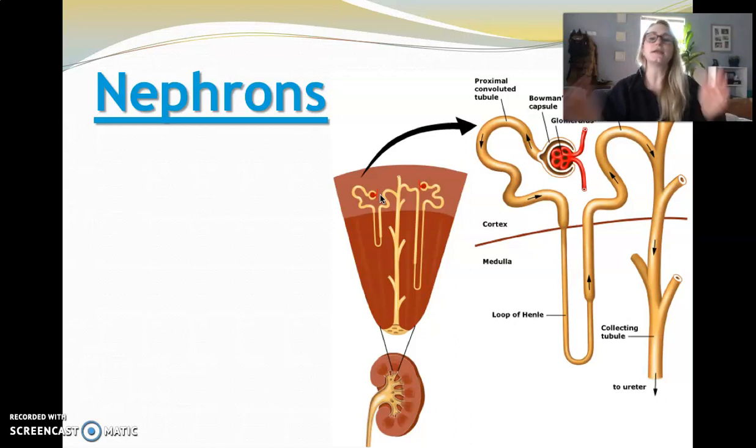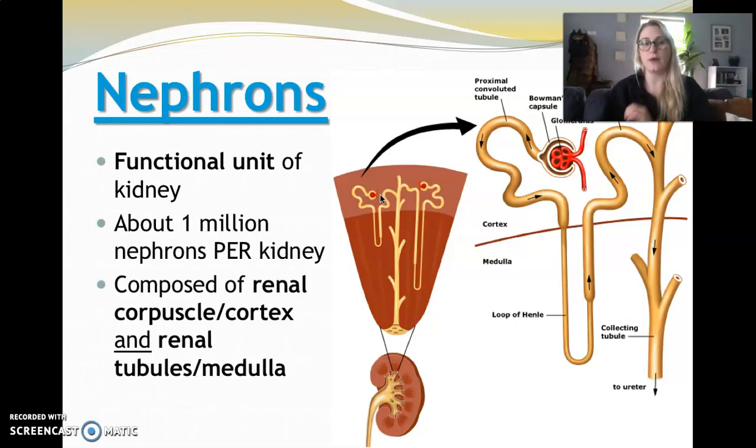So the nephron is the small functional unit within the kidney. Your kidney is chock full of millions of nephrons, about 1 million nephrons per kidney. So you've got so many in order to go through and do this filtering. It is found within the cortex and the medulla.